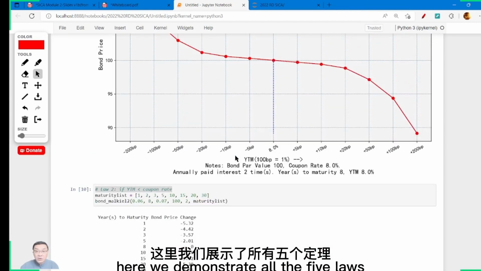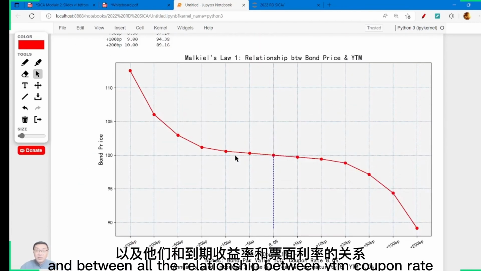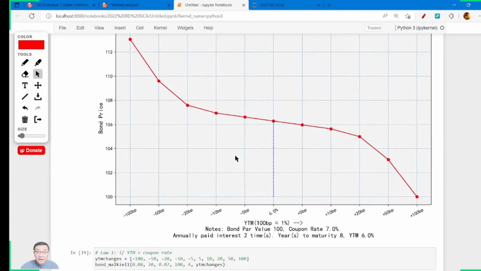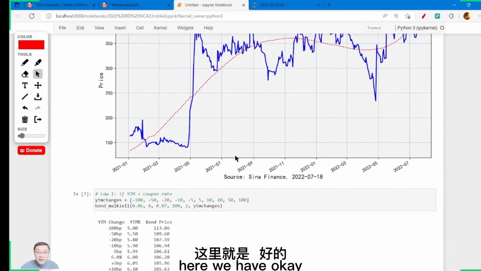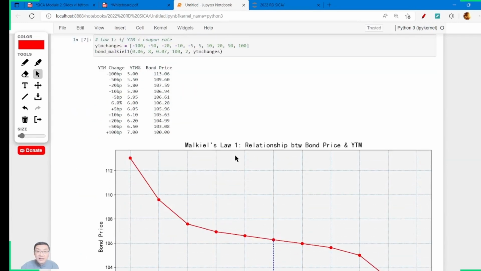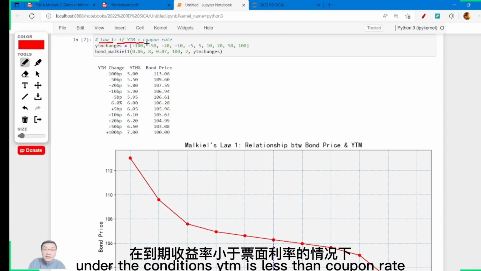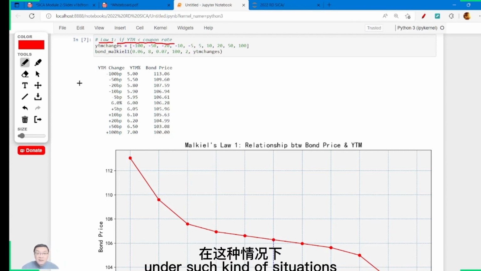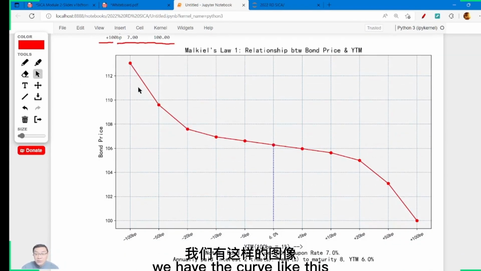Demonstrate all the 5 laws and the relationship between YTM and coupon rate. Here we have the first situation. This is law number 1. Under the condition YTM is less than coupon rate, we have the curve like this. It's a downward trend.